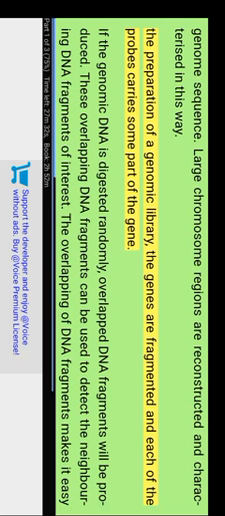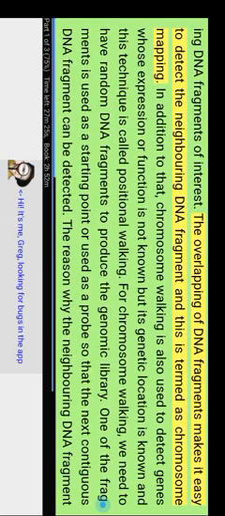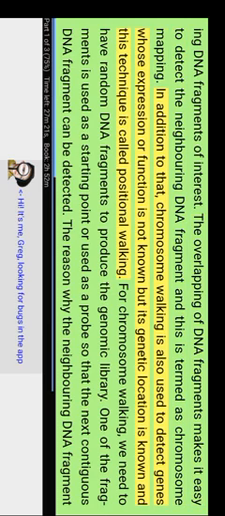The preparation of a genomic library. The genes are fragmented and each of the probes carries some part of the gene. If the genomic DNA is digested randomly, overlapped DNA fragments will be produced. These overlapping DNA fragments can be used to detect the neighboring DNA fragments of interest. The overlapping of DNA fragments makes it easy to detect the neighboring DNA fragment and this is termed chromosome mapping. In addition to that, chromosome walking is also used to detect genes whose expression or function is not known but whose genetic location is known, and this technique is called positional walking.